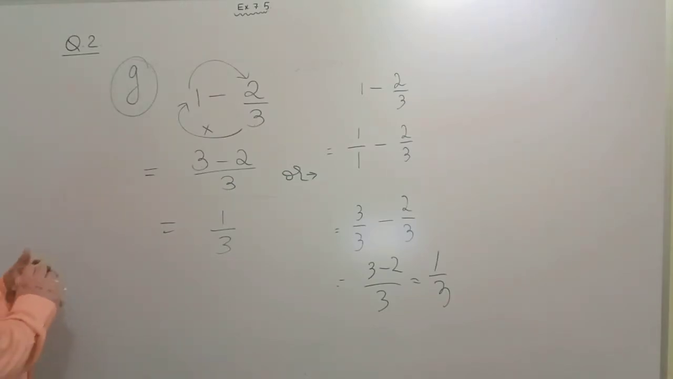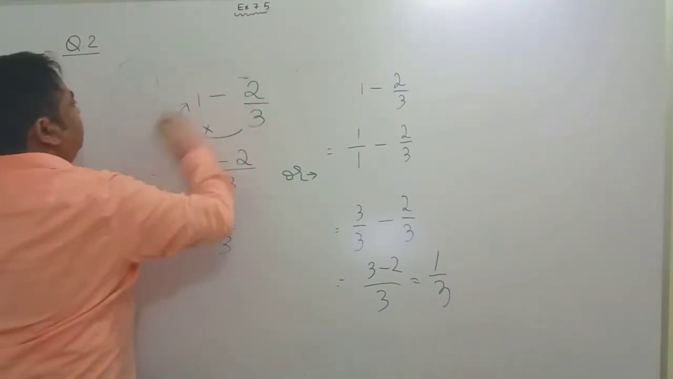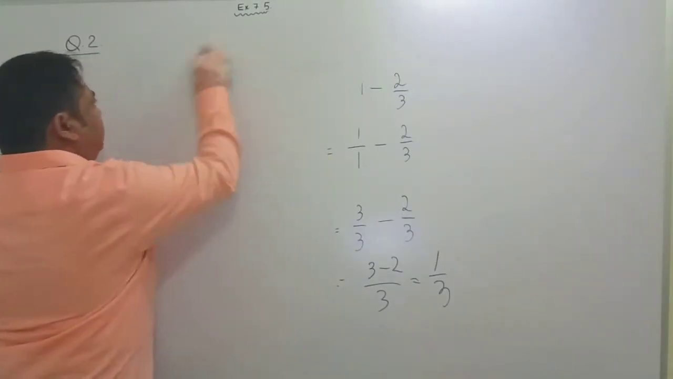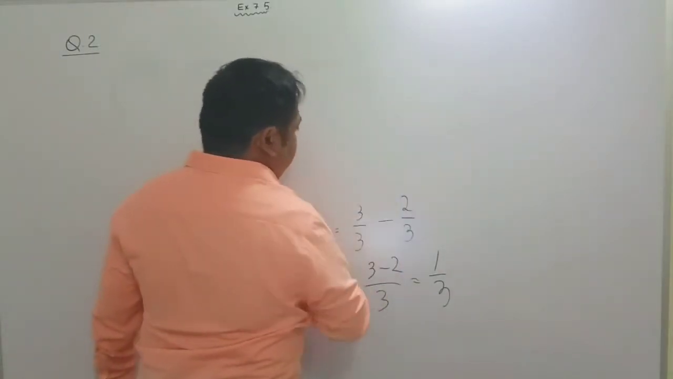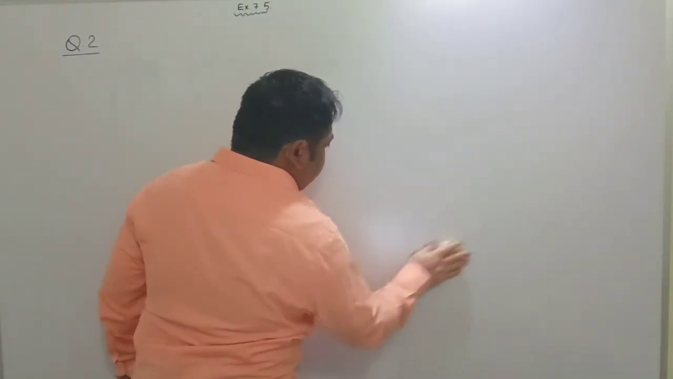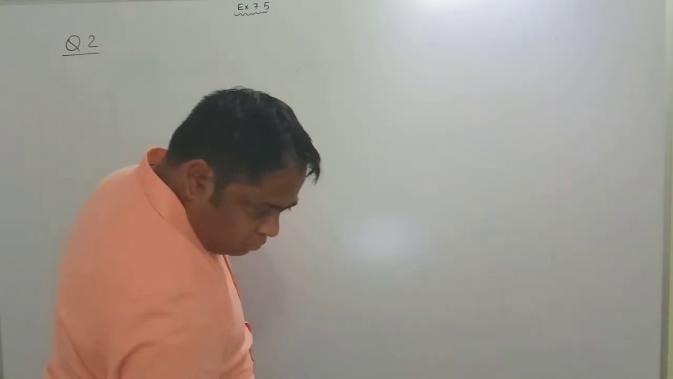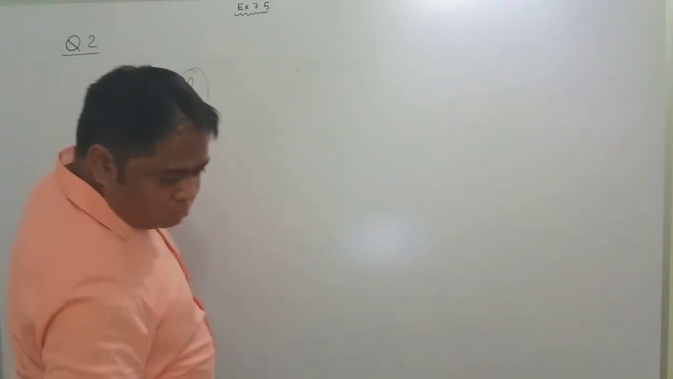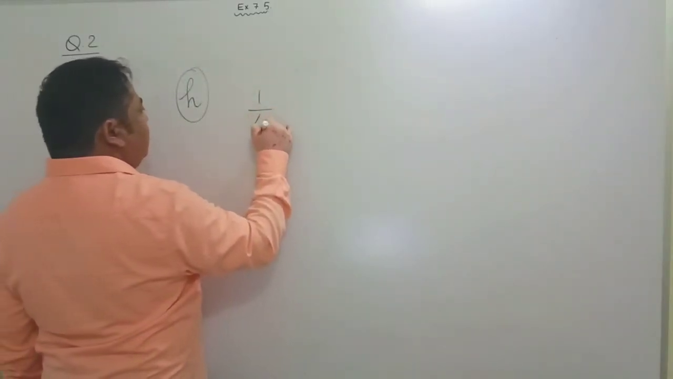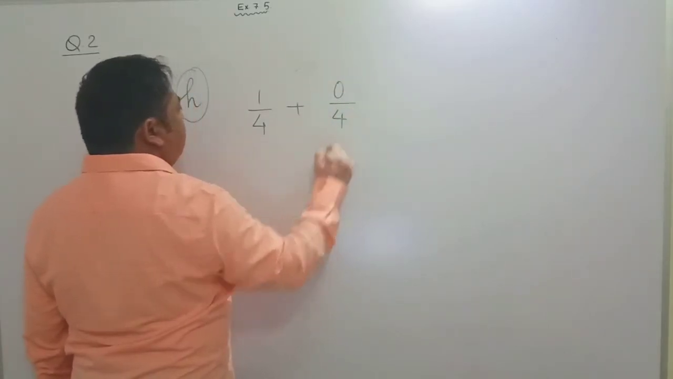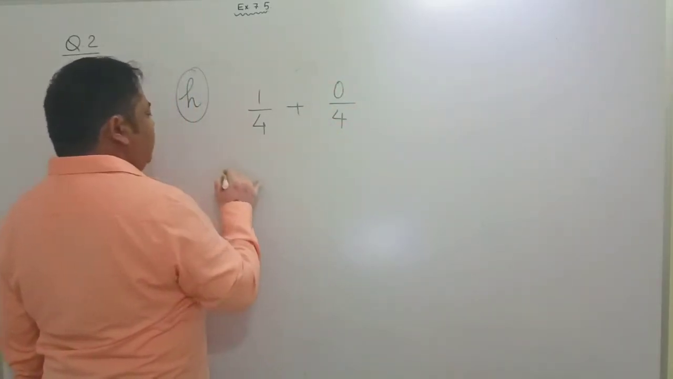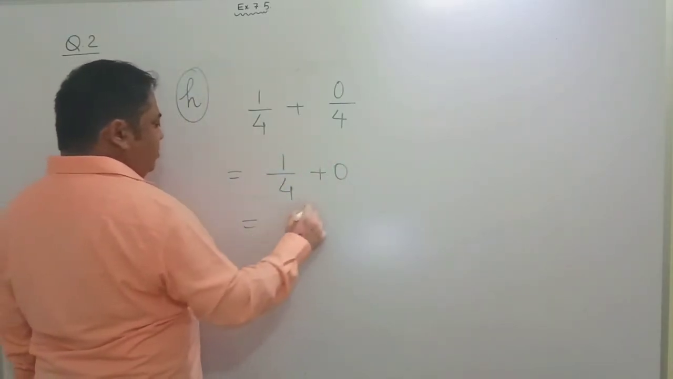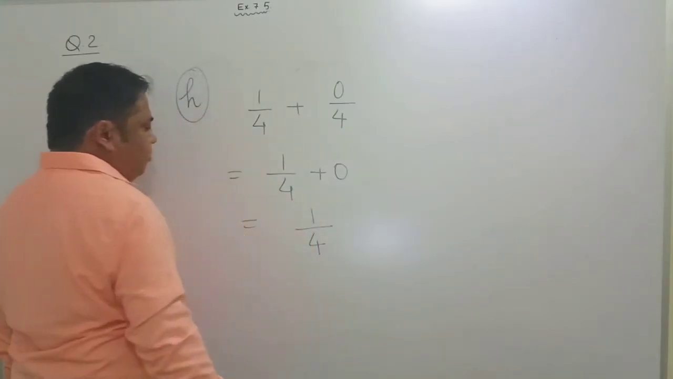Now question number H. 1 by 4 plus 0 by 4. 0 by 4 means 0 only. So it will become 1 by 4 plus 0. Anything added with 0 will become no change, same.